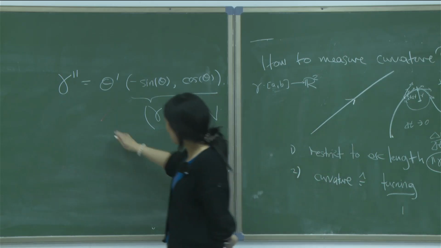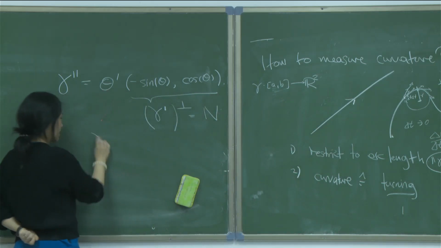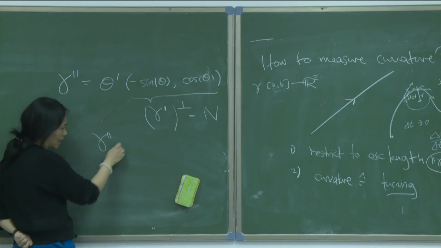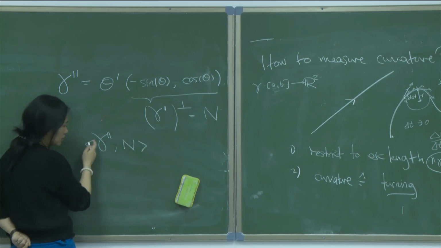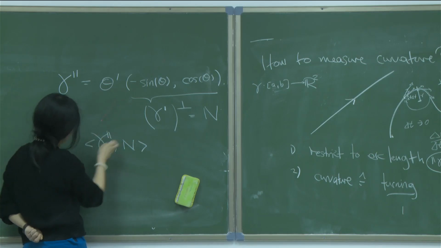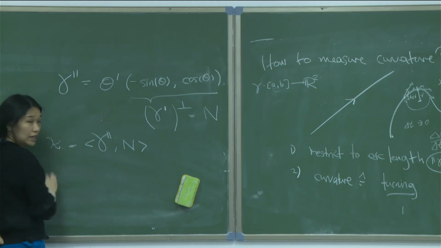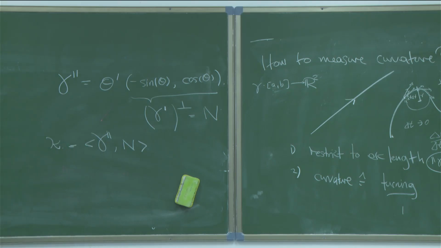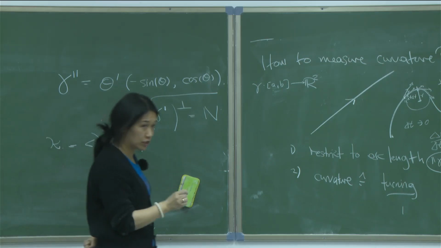So instead of computing this very complicated thing, you can just take the second derivative of gamma and take the scalar product with a normal vector, and it gives you the curvature. It's called kappa. That holds whenever you have an arc length parametrized curve. You have to first restrict your speed.